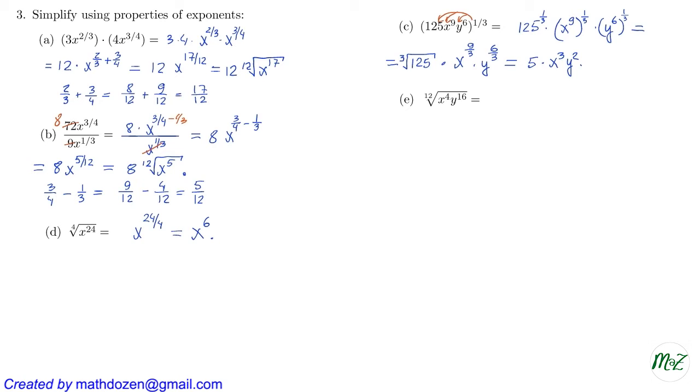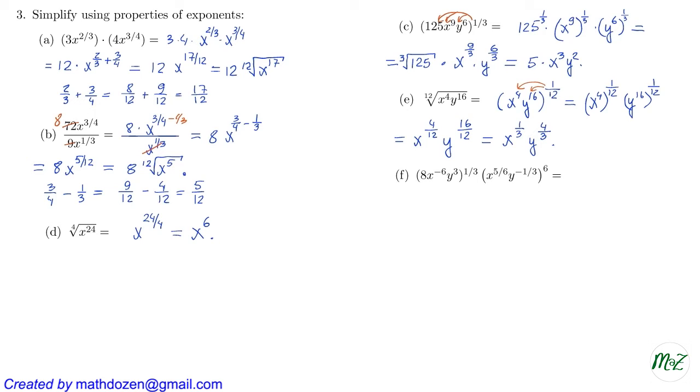Then in part E we have the 12th root of x to the 4th y to the 16th. So I can do that as 1/12 exponent of x to the 4th y to the 16th. And then we're going to distribute it over the 2 terms we have in the parentheses. So it's x to the 4th to 1/12, y to the 16th to 1/12 power. Or by the power of a power rule, you do 4 times 1/12 and 16 times 1/12. That's x to 4/12, y to 16/12. So after reduction, this is x to 1/3 times y to the power 4/3. Because we can reduce each fraction by 4.